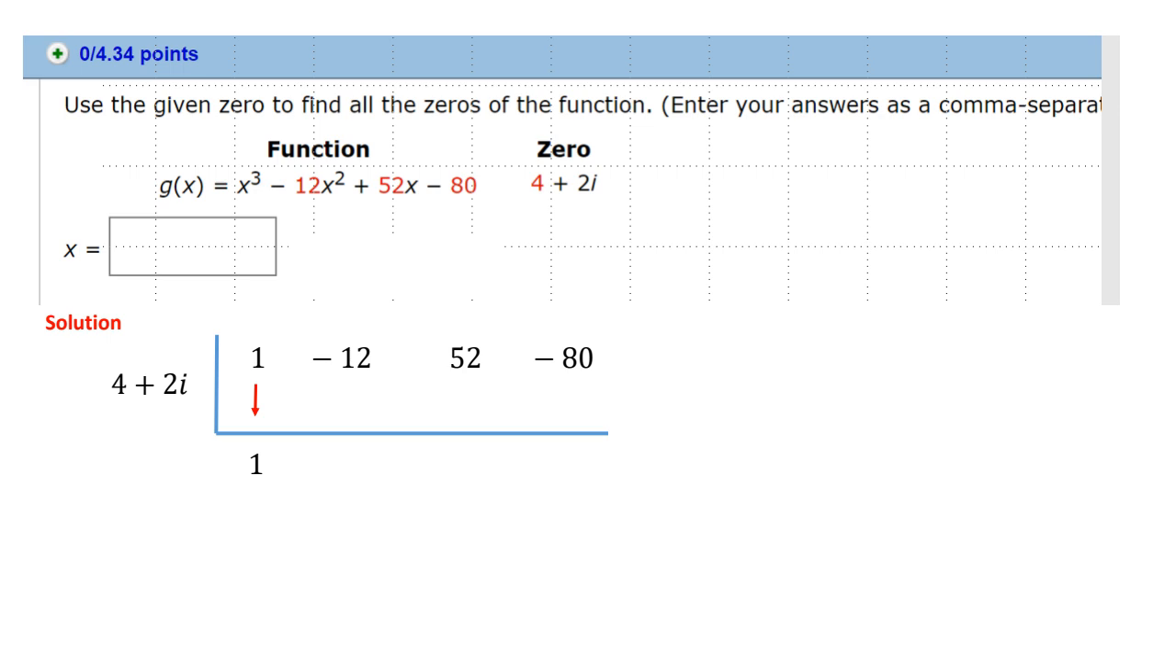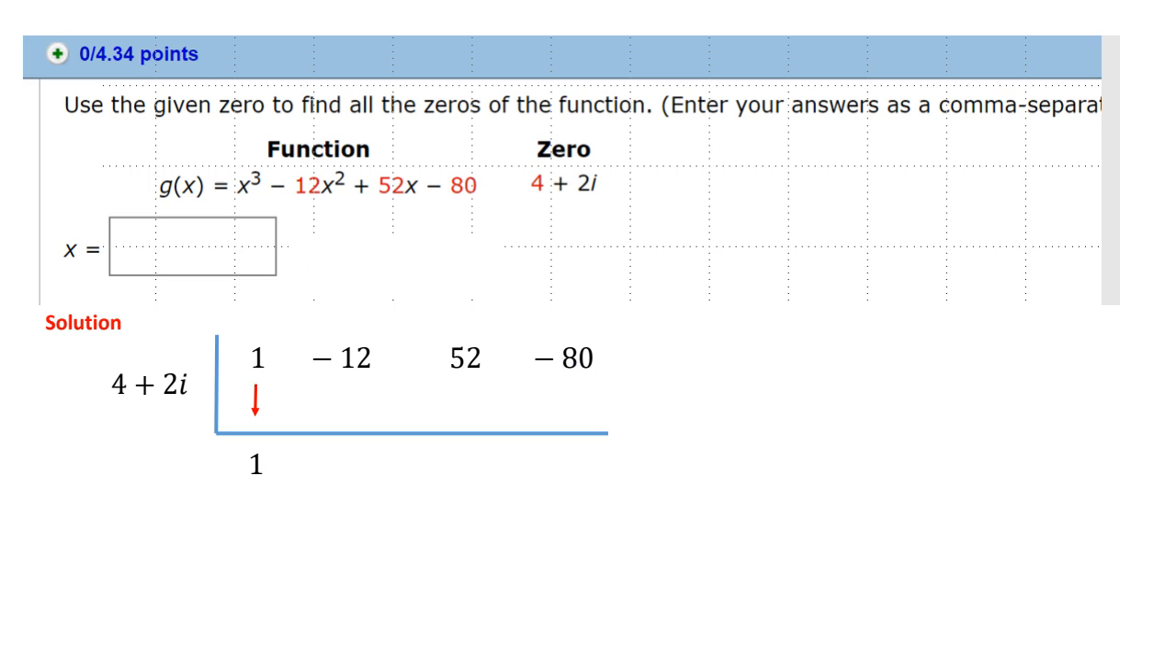Okay, the next example is similar. They want us to use the given 0 to find all the zeros. So they tell me that 4 plus 2i is a 0. So I'm just going to use synthetic division. X cubed, I have a 1. X squared, I have a -12. X is 52. And 80 is my constant.